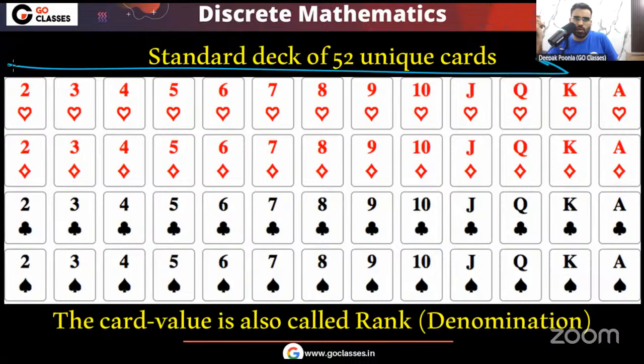So you can see this is the order of values: 2, 3, 4, and so on, 9, 10, jack, queen, king, ace. I hope you understood. And every card has a total of 2 components, a value and a suit. For every suit there are 13 values, for every value there are 4 suits. I hope it is clear.